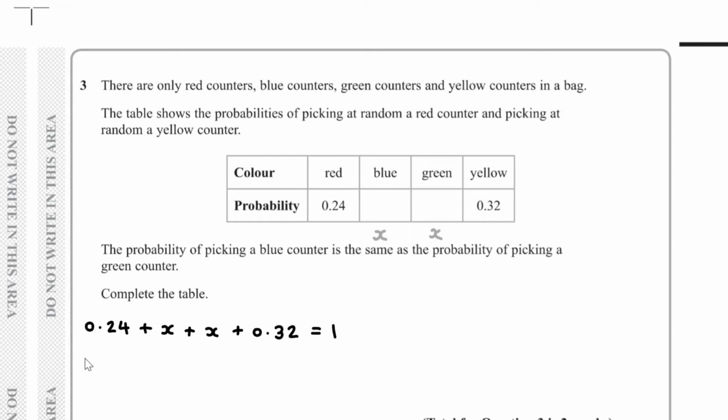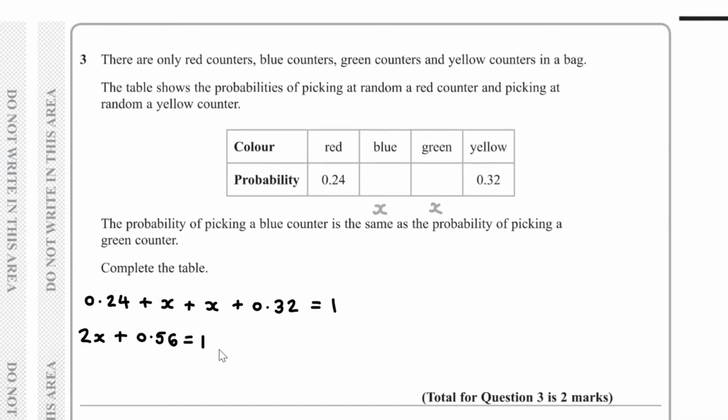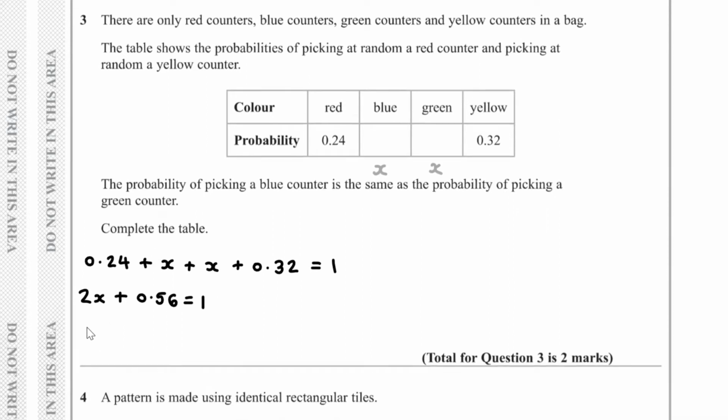So if we tidy all of this up, we have 2x plus 0.56 equals 1. And if we subtract 0.56 from both sides, 2x is equal to 0.44, and therefore x is equal to 0.22. So we have 0.22 here and 0.22 here.